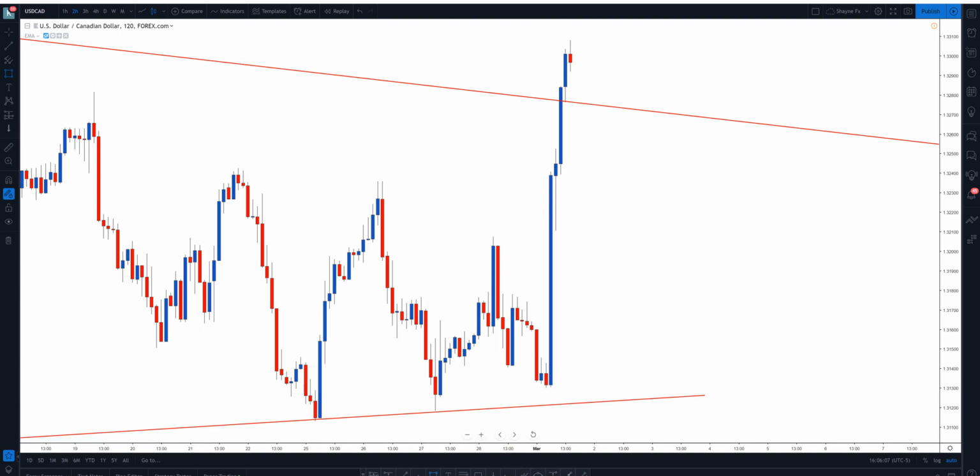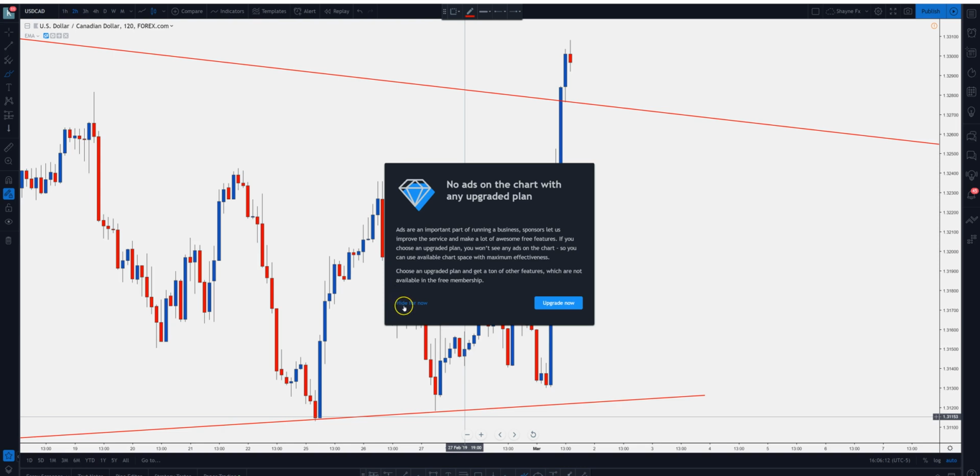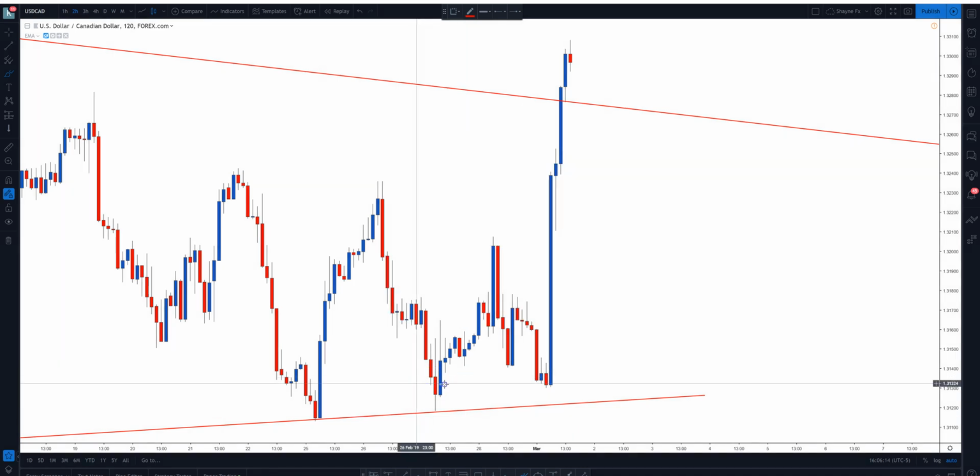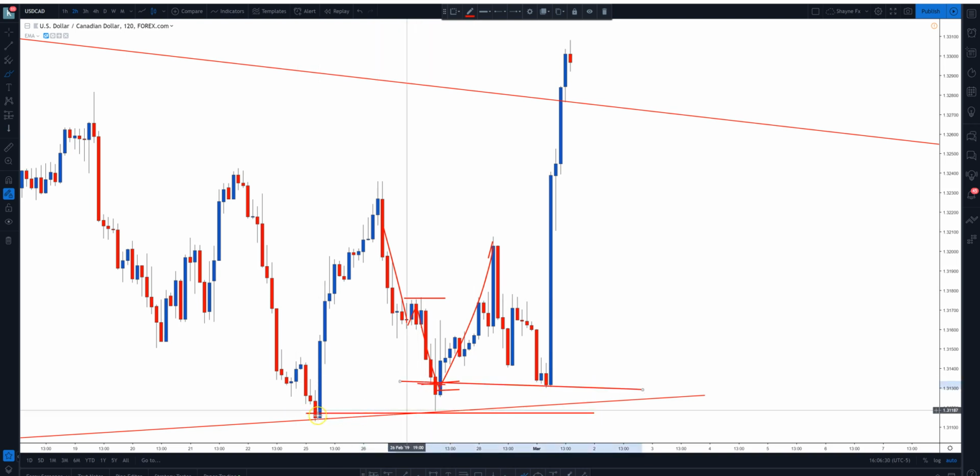But yeah, this right here, this impulse leg right here broke above this lower time frame push down. You can see it? Okay. Yeah. So instead of looking at all the way down here, I'll just be looking at relevant zones right here.